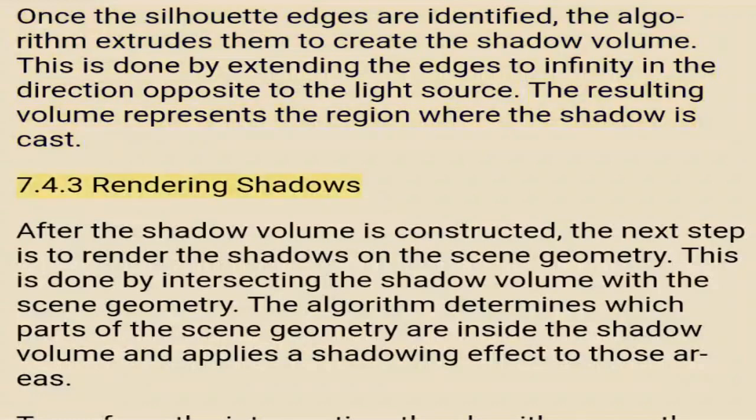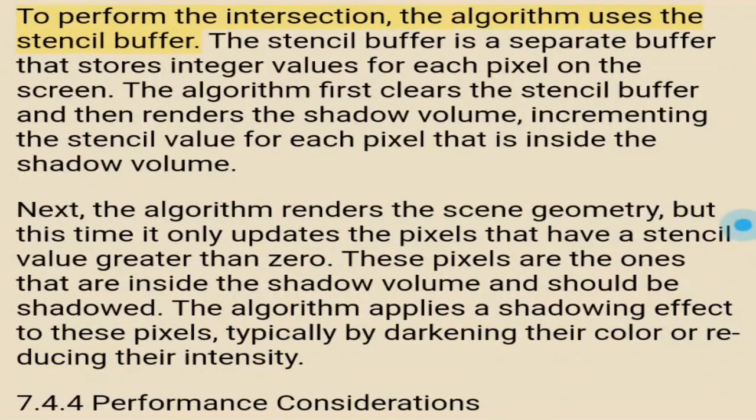7.4.3 Rendering shadows. After the shadow volume is constructed, the next step is to render the shadows on the scene geometry. This is done by intersecting the shadow volume with the scene geometry. The algorithm determines which parts of the scene geometry are inside the shadow volume and applies a shadowing effect to those areas. To perform the intersection, the algorithm uses the stencil buffer.